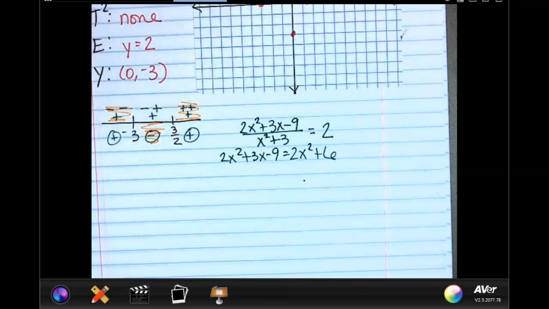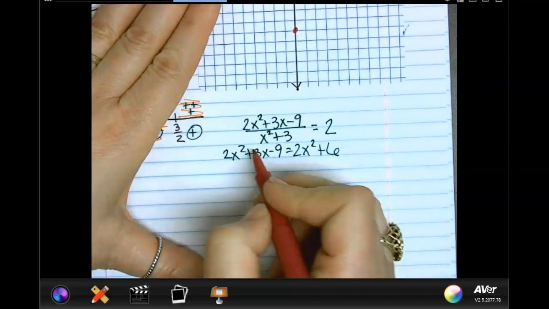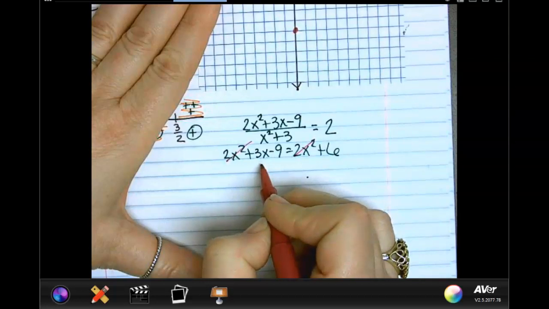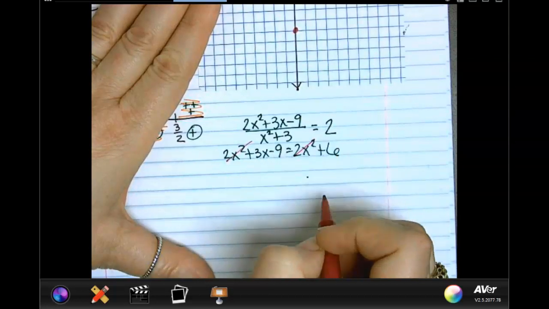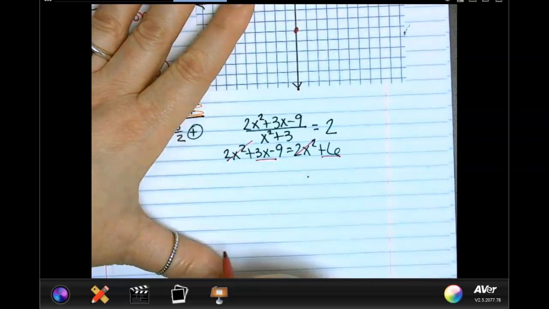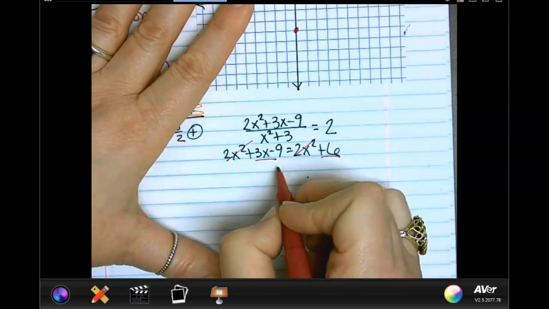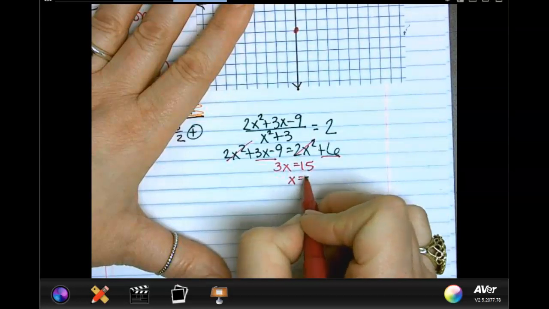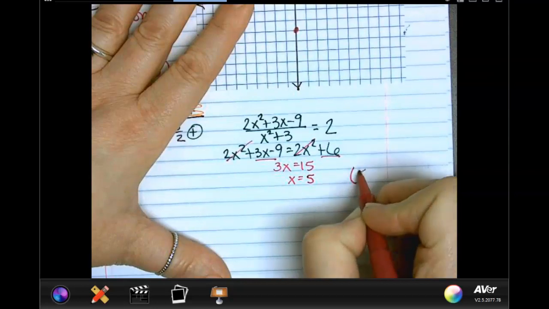Then I start to simplify, so I can subtract 2x squared from both sides. No, I mean plus 6. Then I'm going to solve this little two-step equation, so I'm going to add 9 to both sides. So this gives me 3x equals 15, so x equals 5. So my x value is 5.